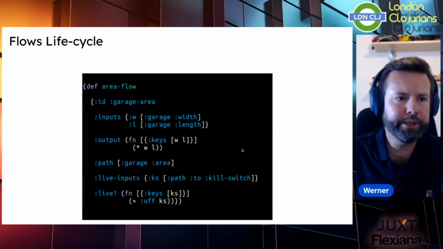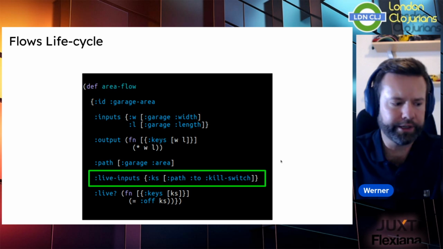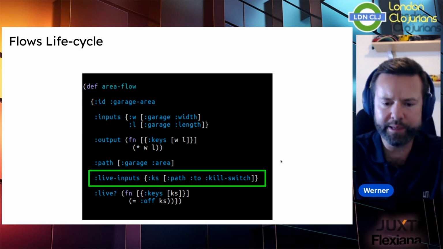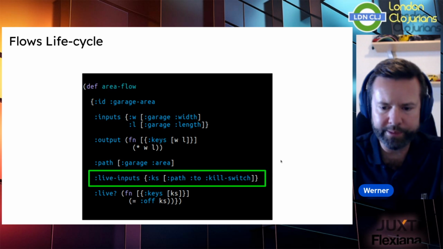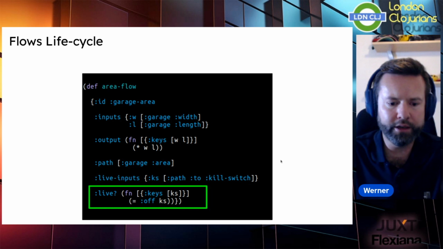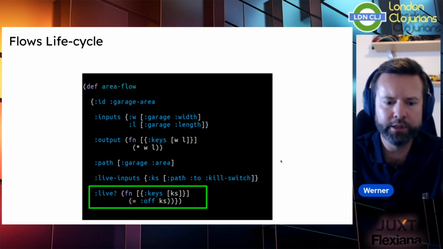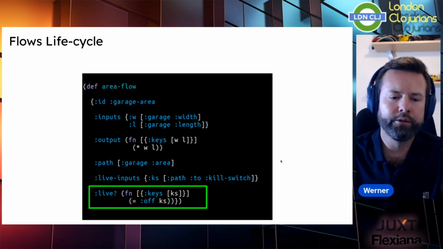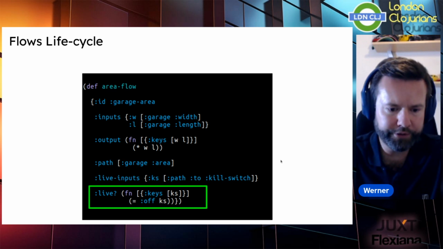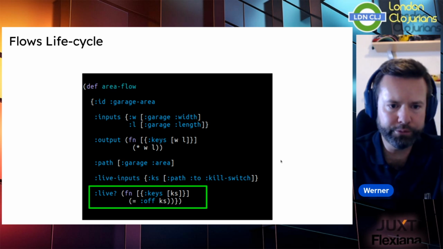A flow's life cycle can be further controlled by means of a liveness check. In this case, we again define inputs to our live function, which is a path to a value in our app state, and the value of this path, kill switch in our example, will be given to a live function that we can define and control to determine whether this flow should be alive or not. If this live function returns false, then this flow will not execute on every event being handled. If live returns true, which is the default, our flow will get executed.